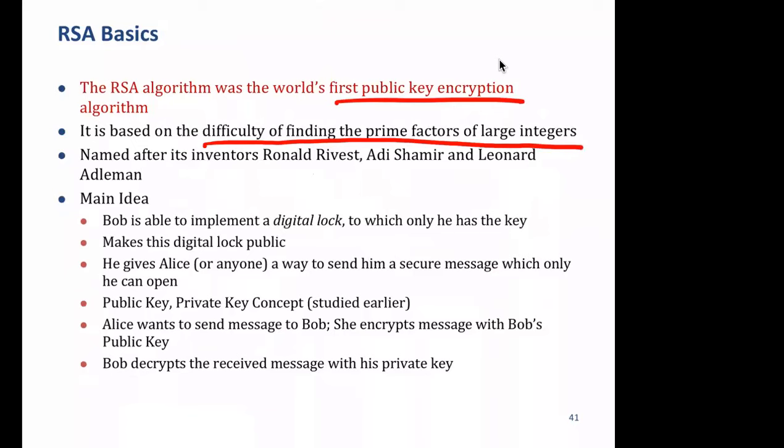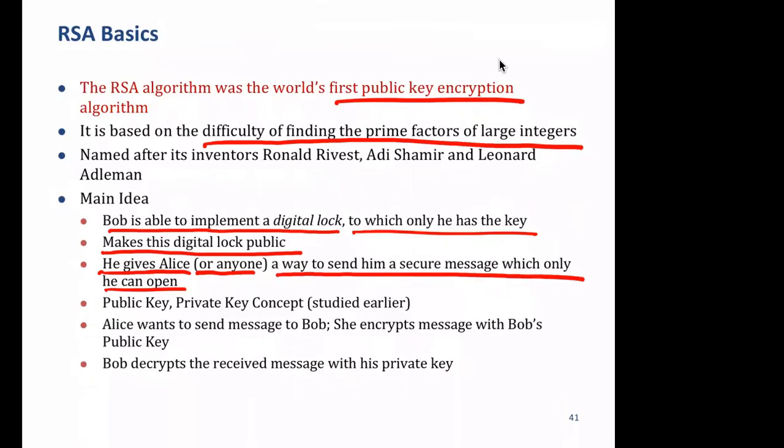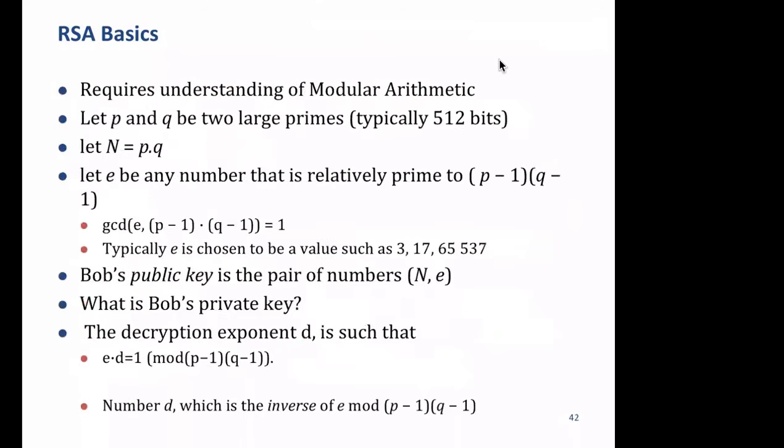The main idea, by analogy, is that Bob is able to implement a digital lock for which only he has the key, and he makes his digital lock public. He gives Alice, or anyone, a way to send him a secure message which only he can open. So he will have two keys, a public key and a private key. Alice wants to send a message to Bob. She encrypts the message with Bob's public key, and Bob decrypts the message with his own private key. Let's look at this algorithm in detail.